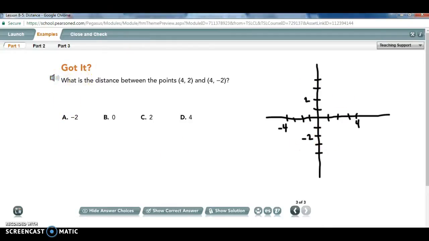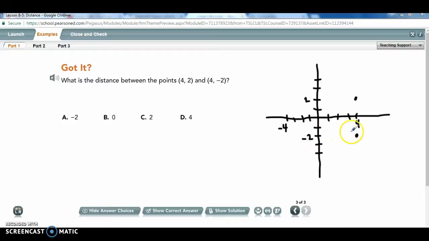What is the distance between the points (4, 2) and (4, -2)? You can plot the points on the graph to try and figure it out, and then your answer choices are below. So if I was graphing this, I would move to (4, 2), and I would plot a point. I would move to (4, -2), and plot a point. And then what I have to do is count my spaces.